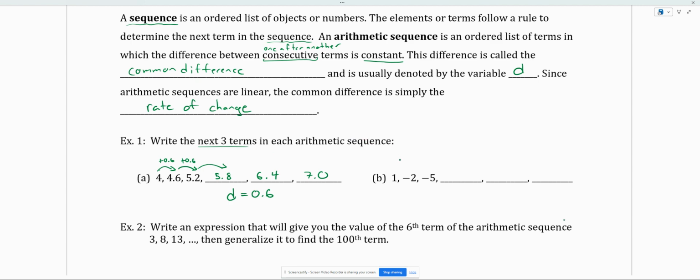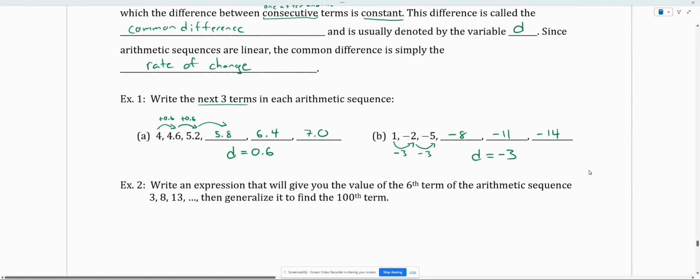Next, we look at how this sequence is changing. It looks like it decreased by 3 and decreased by another 3. So this is getting more and more negative. We're going to get -8, -11, and -14. So our d in this case, our common difference, is equal to -3.